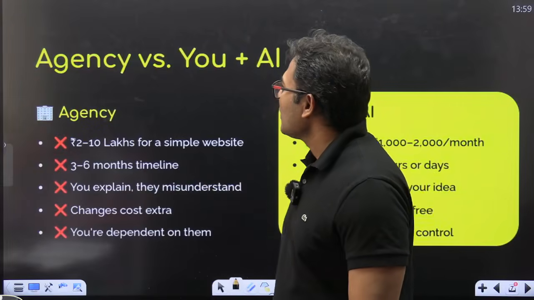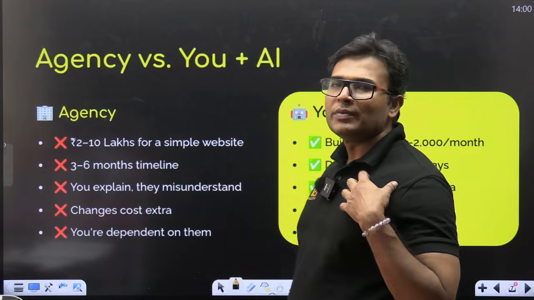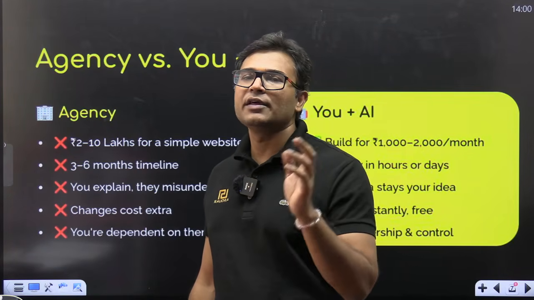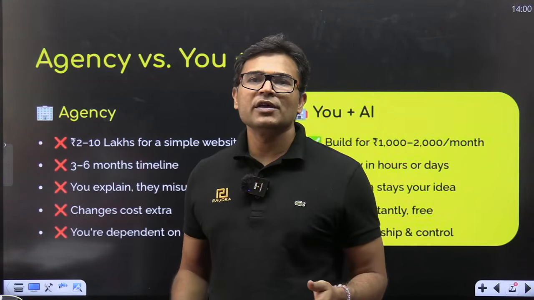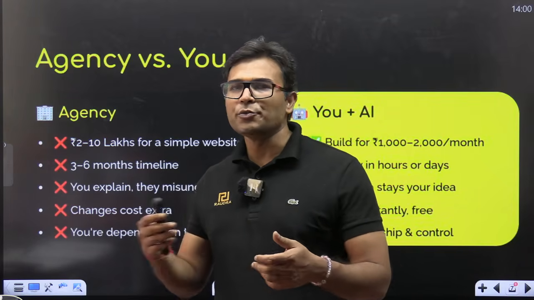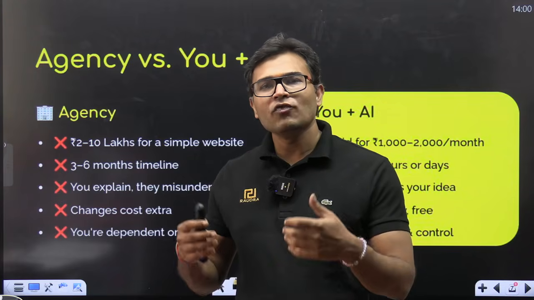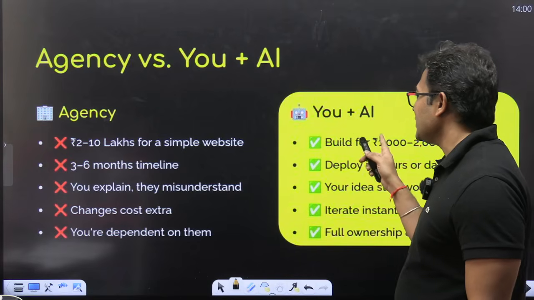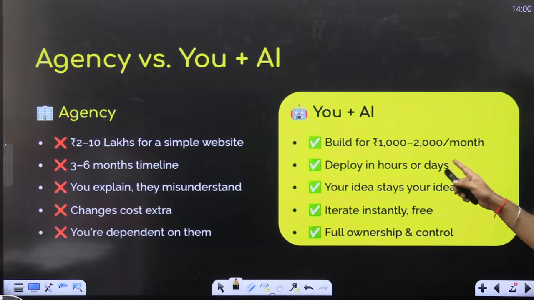Okay. Now, what is the difference between an agency and you plus AI? Let us say I want to build a website. If I go to an agency, they will charge me between 2 lakhs to 10 lakhs and say they will take 6 months. And when you communicate with them, there is a lot of miscommunication happening. They will not understand your problem completely. And later, when you go to them for an upgrade, they will again charge you money. But if you use AI, you can build any website for 1000 to 2000 per month, and you can deploy in hours or days.